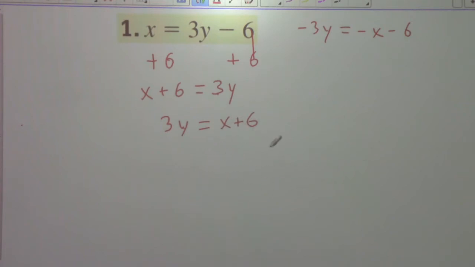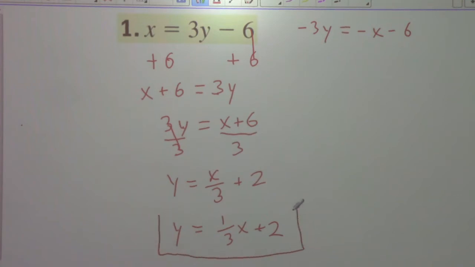All right, Bryce, what do we do next? Divide by 3. Divide 3 by 3, and then divide the whole other side by 3, right? So we get y equals x over 3, and then what is this going to be? 2. It's 2. And if you want to, you can write this as 1/3 x plus 2. Same thing. Okay? And anything else on this one? Okay, good.